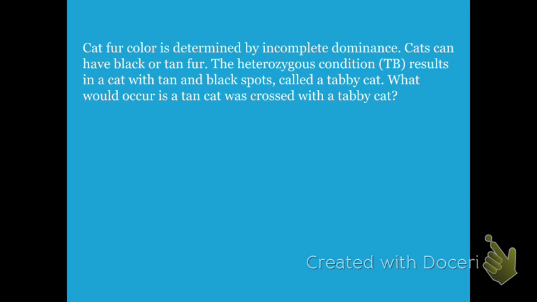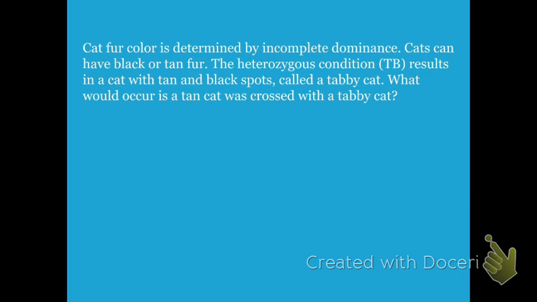So it says cat fur is determined by incomplete dominance. So that means one is not dominant over the other. Cats can have black or tan fur. The heterozygous condition TB results in a cat with tan and black spots called a tabby cat. What would occur if a tan cat is crossed with a tabby cat?